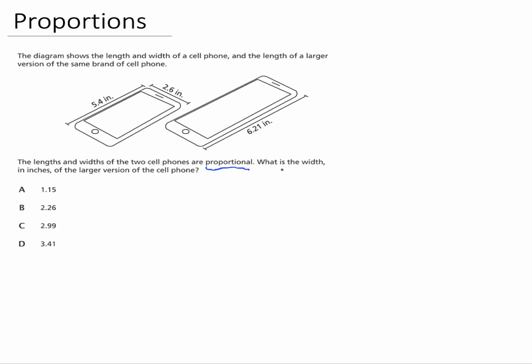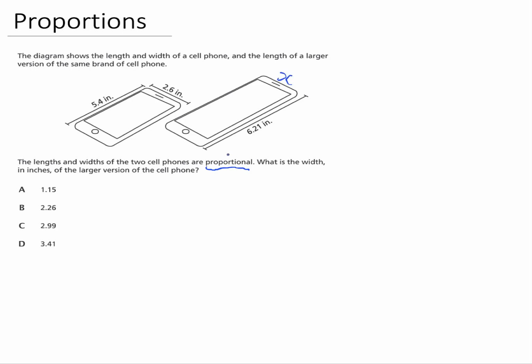And they're asking what is the width in inches of the larger version of the cell phone. Now if I was on the TASC test and I saw this problem where I have two shapes, one is small and one is big, they're both rectangles, then I know that this is a proportion problem because they want to know what is the width for the larger cell phone. So here's my larger cell phone and it's missing this side here. So let's call that x.